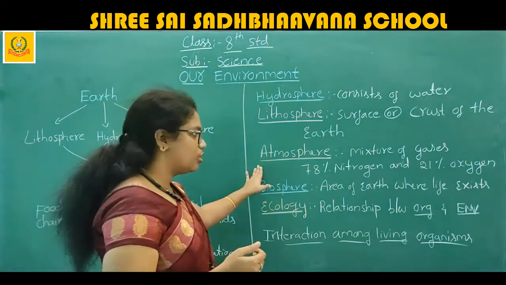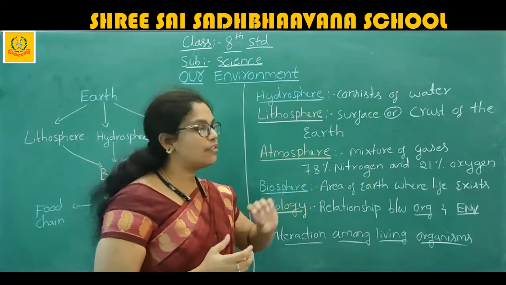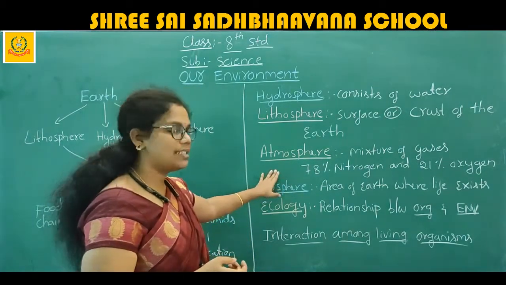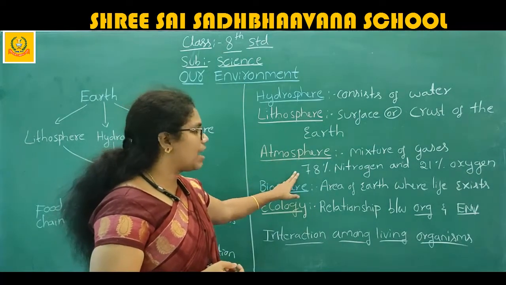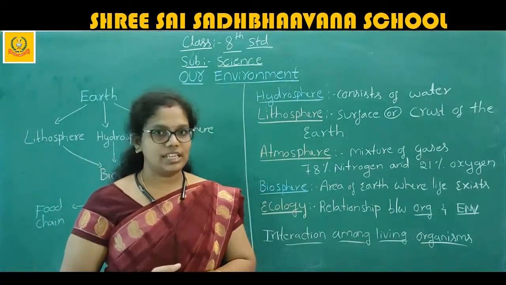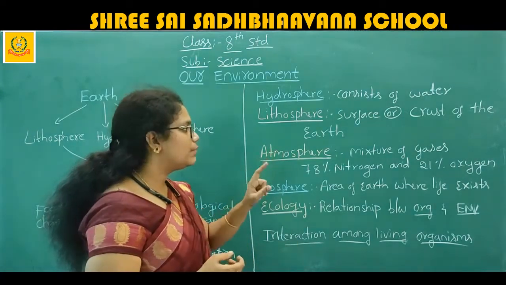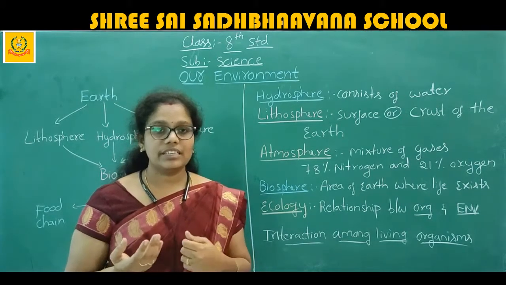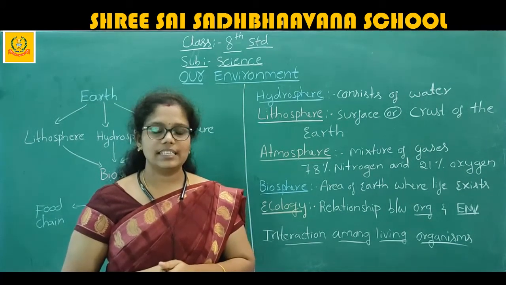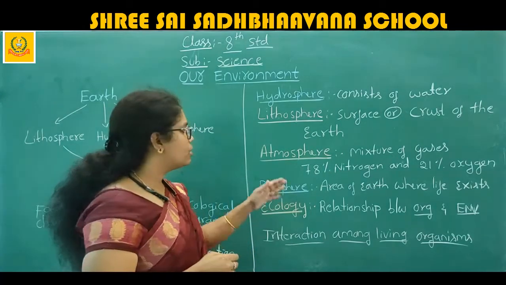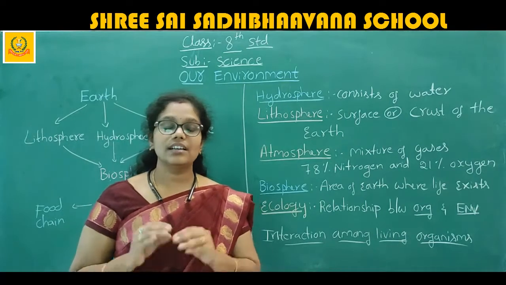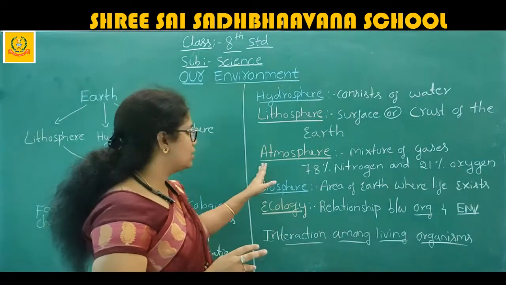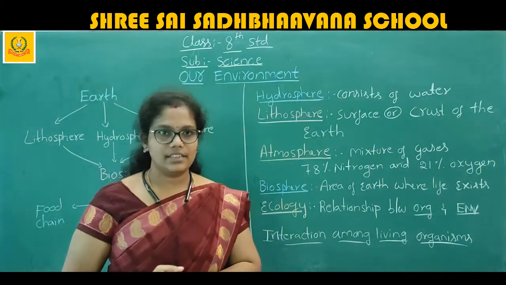In the atmosphere, 78% of nitrogen gas is present. How much nitrogen gas is present in the atmosphere? We have 78% nitrogen gas, and also 21% oxygen gas. Therefore, in our atmosphere, the gas present more than oxygen is nitrogen. Where do we use this nitrogen? We use this nitrogen in the nitrogen fixation of the plants.